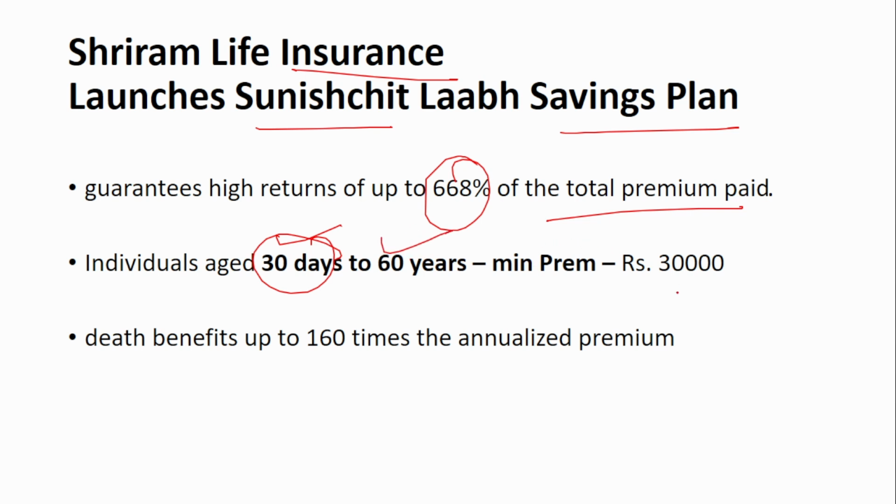The minimum premium is rupees 30,000. Also, a death benefit of up to 160 times the annualized premium is provided under this plan. Remember the name Sunishchit Labh Savings Plan. It is launched by Shriram Life Insurance.